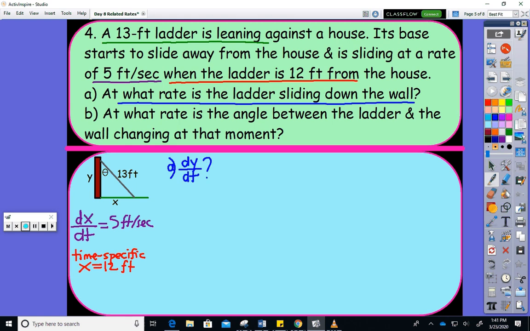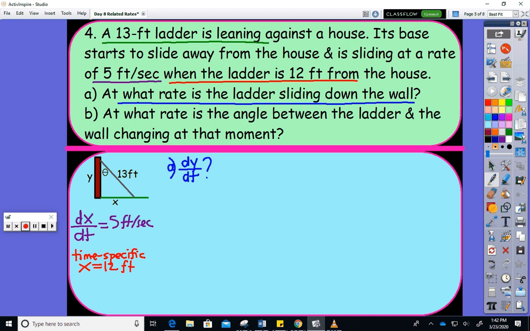So y should be shrinking because the ladder's sliding down the wall. So I'm not going to be surprised if I get a negative value for y later on. Let's just deal with part A right now, okay? The first thing I notice: if I need an equation that has a dy dt and a dx dt in it, I need to start with an equation that has an x and a y.